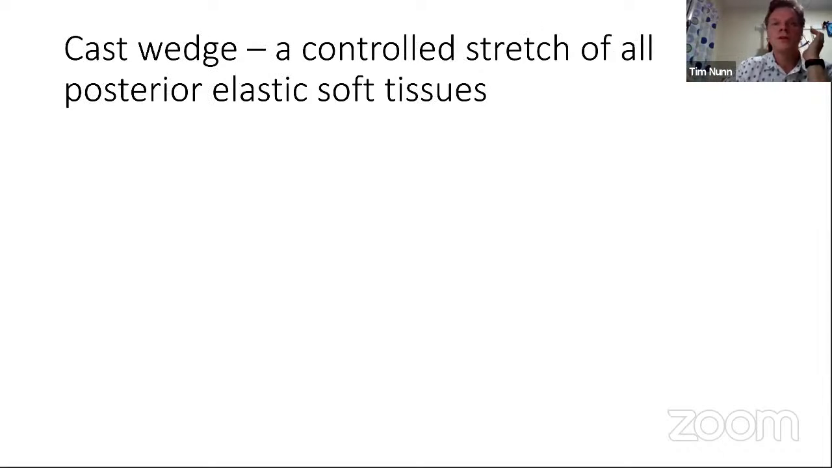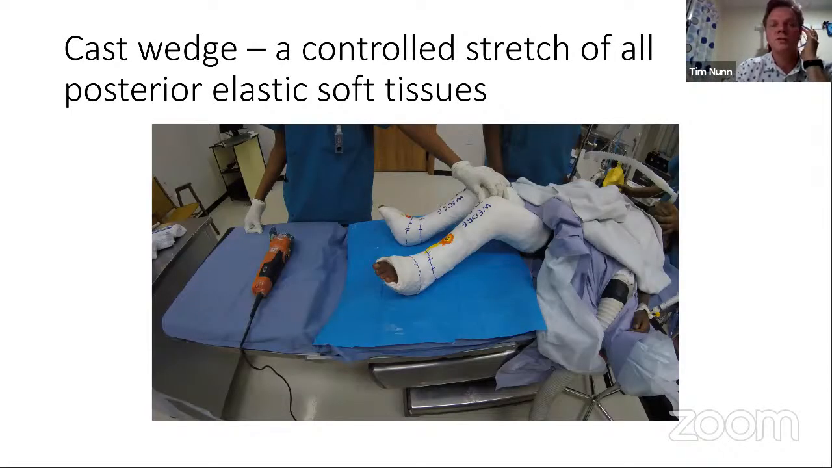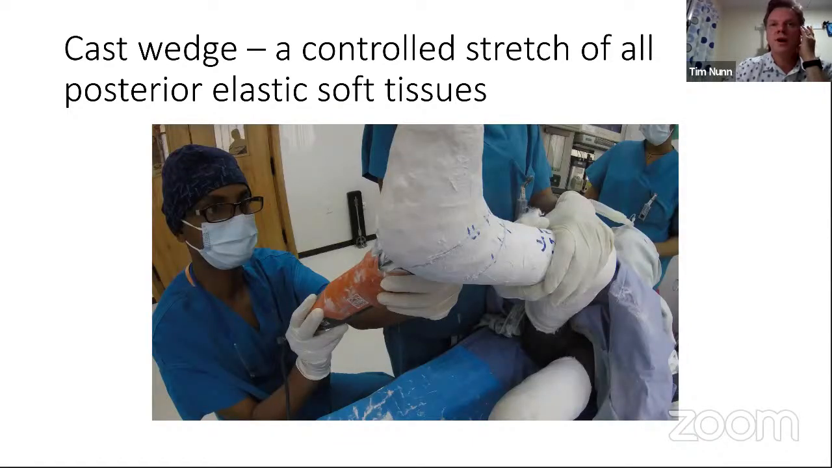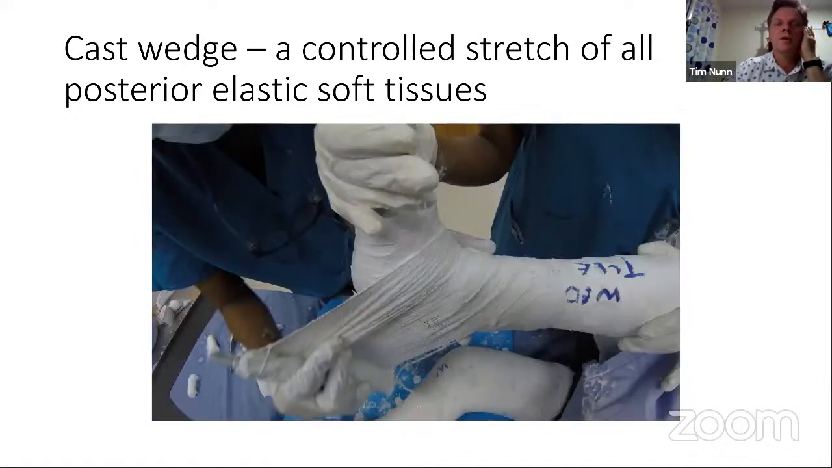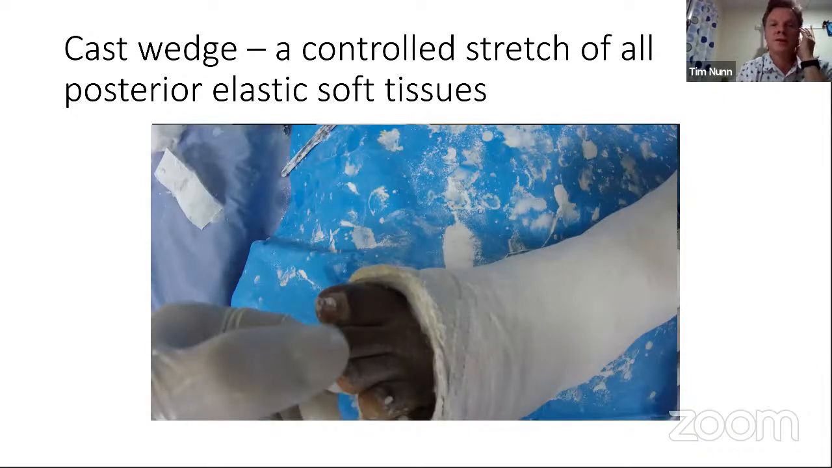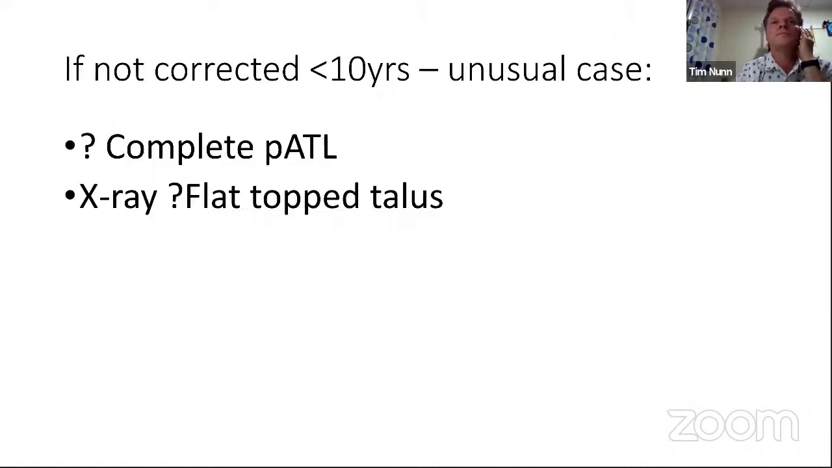So this is just a short series of photos showing our cast wedge procedure. We've done the Achilles tendon release, and now we're going to take out a wedge of cast and then apply further plaster of Paris. It's quite a controlled way of correcting further equinus and checking the toes for perfusion afterwards, obviously.